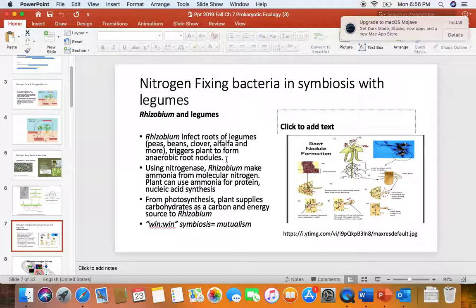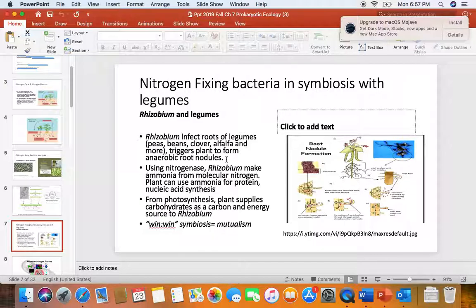So within the anaerobic root nodules, the Rhizobium can live, and they make nitrogenase and thus can carry out nitrogen fixation within the root nodules. Now, this is a symbiosis called mutualism, win-win, both partners win. So the Rhizobium is taking unusable molecular nitrogen, converting it into ammonia that the plant can then use as a source of nitrogen for amino acids, proteins, and nucleic acids.